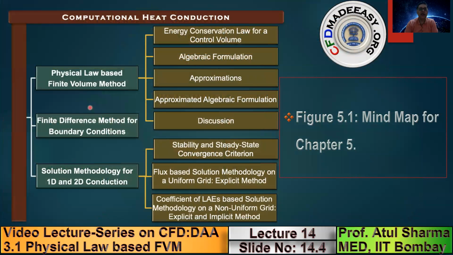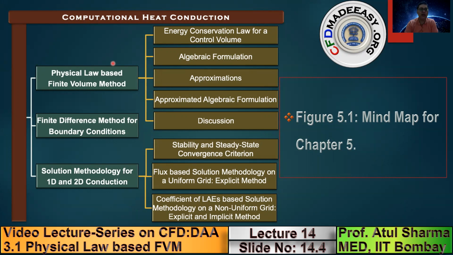This slide presents the mind map of chapter 5 of the companion book, where the title of this chapter is Computational Heat Conduction. The title of this lecture is Physical Law-Based Finite Volume Method, where basically a mathematical formulation involves linear algebraic equations. Note that in fluid dynamics, the governing equation is a partial differential equation, but in computational fluid dynamics, the governing equation is linear algebraic equations. So the mathematical formulation that we do in CFD is called algebraic formulation.